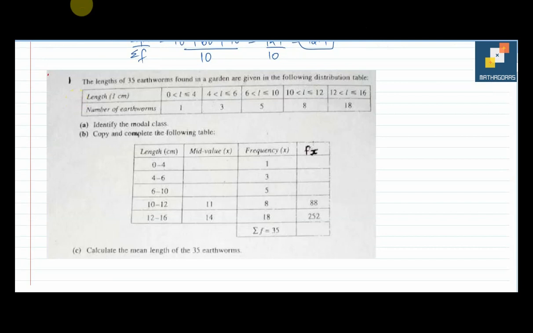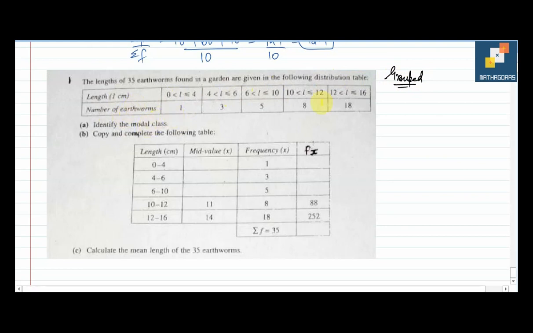Alright. So it's question number 1. It says that the lengths of 35 earthworms found in a garden are given in the following distribution table. Length and number of earthworms, you know the value. Identify the modal class, since that is a question of grouped data. And how do we find it? The class intervals are given. All right, the class intervals are given, that is why it is a question of grouped data. It says you need to find the mode.